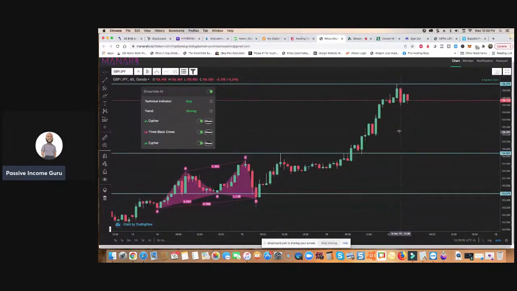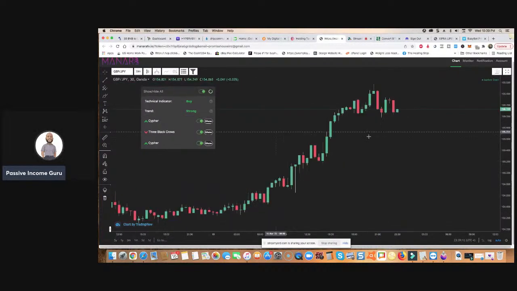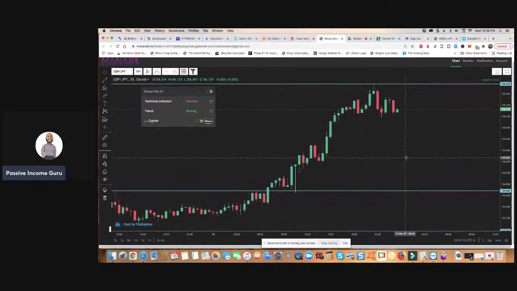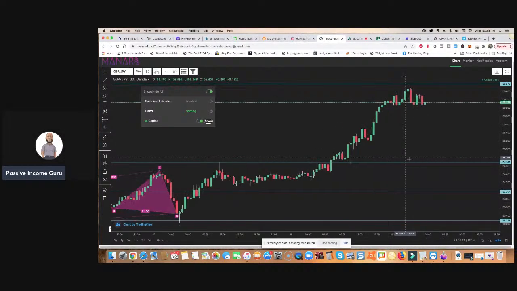I may hold this trade until, let's see. Let's go to the 30-minute chart. Because I'm looking at my other confluence tools here, and it's giving me an indication that it's going to continue down for a little ways.